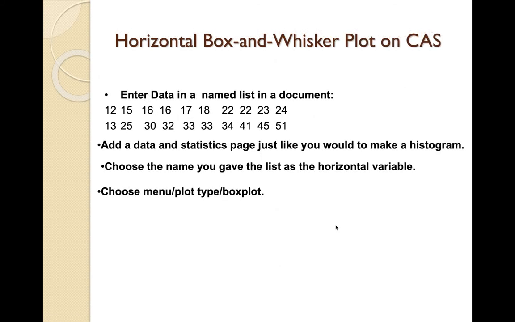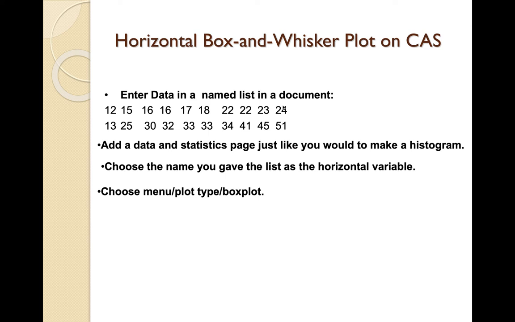All right, like I said, I prefer horizontal box and whisker plots, even if I'm just going to draw it. On your calculator, that's what it's going to give you. So what you want to do is enter the data in a named list in a document. If nothing else, just label it values. First, you have to start with a list and spreadsheet page so that you can enter the data. Once you have the data entered, you're going to add a data and statistics page just like you would to make a histogram.